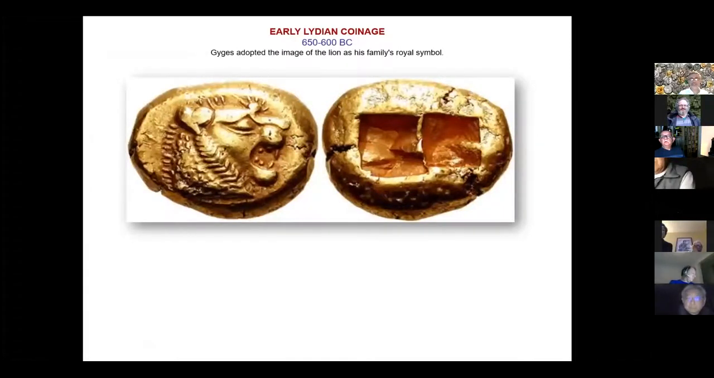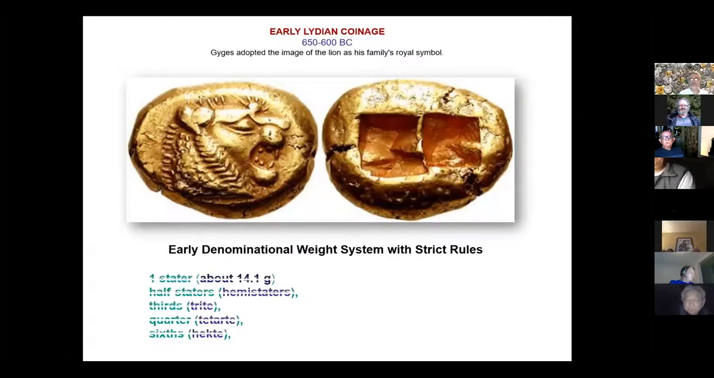Giges, from early on, adopted the image of the lion as his family's royal symbol. So this is one of the earliest coins that we can call a coin. Together with the earliest coins comes a strict weight system with strict rules.